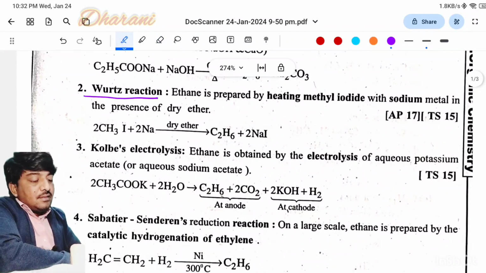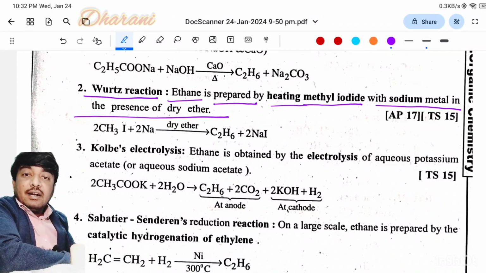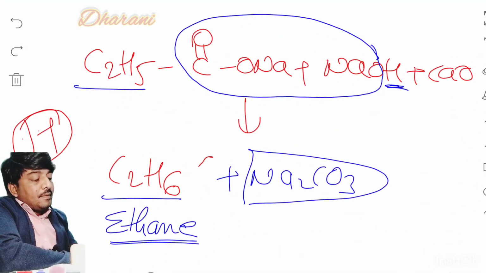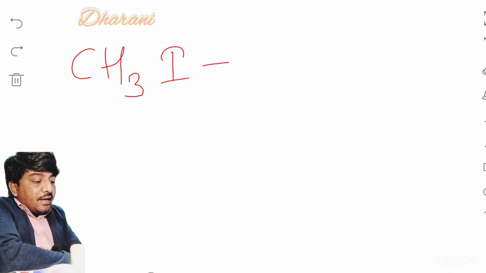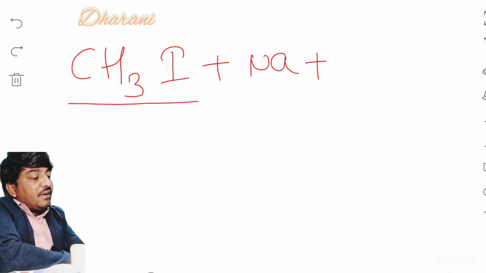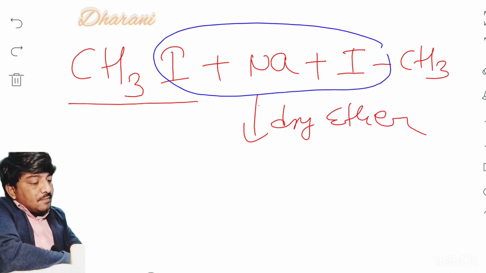The next process is the Wurtz reaction. In the Wurtz reaction, ethane is prepared by heating methyl iodide with sodium metal in the presence of dry ether. Methyl iodide reacting with sodium metal. Let's take 2 moles of methyl iodide in the presence of dry ether. Just remove this part.